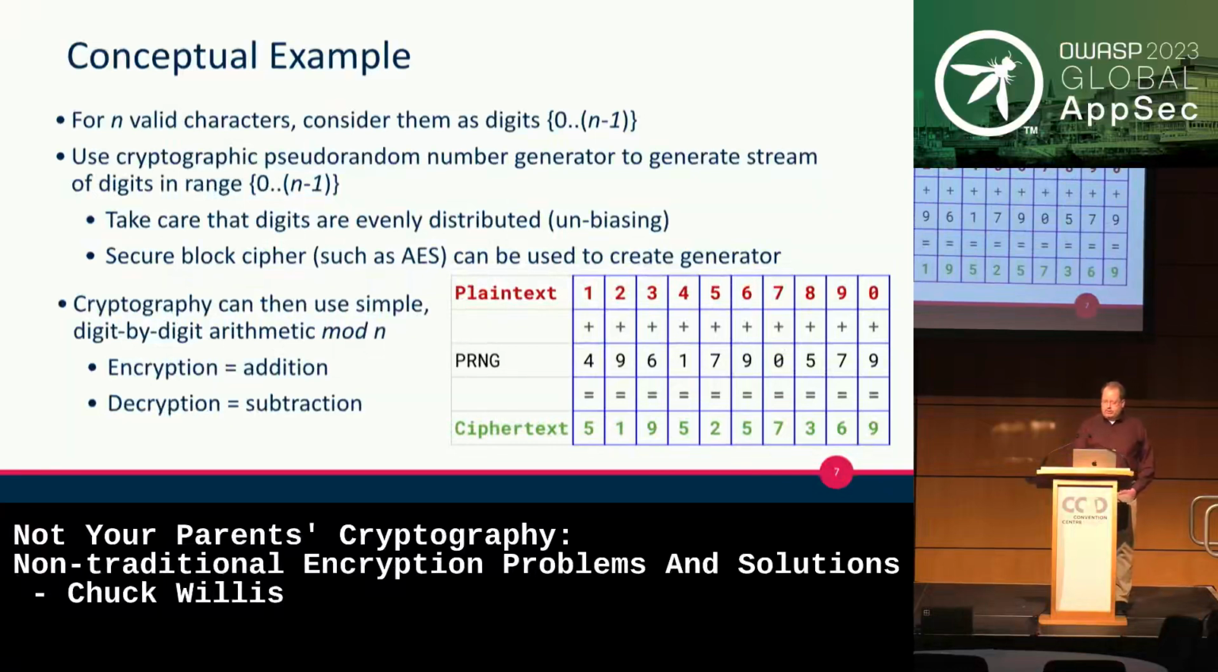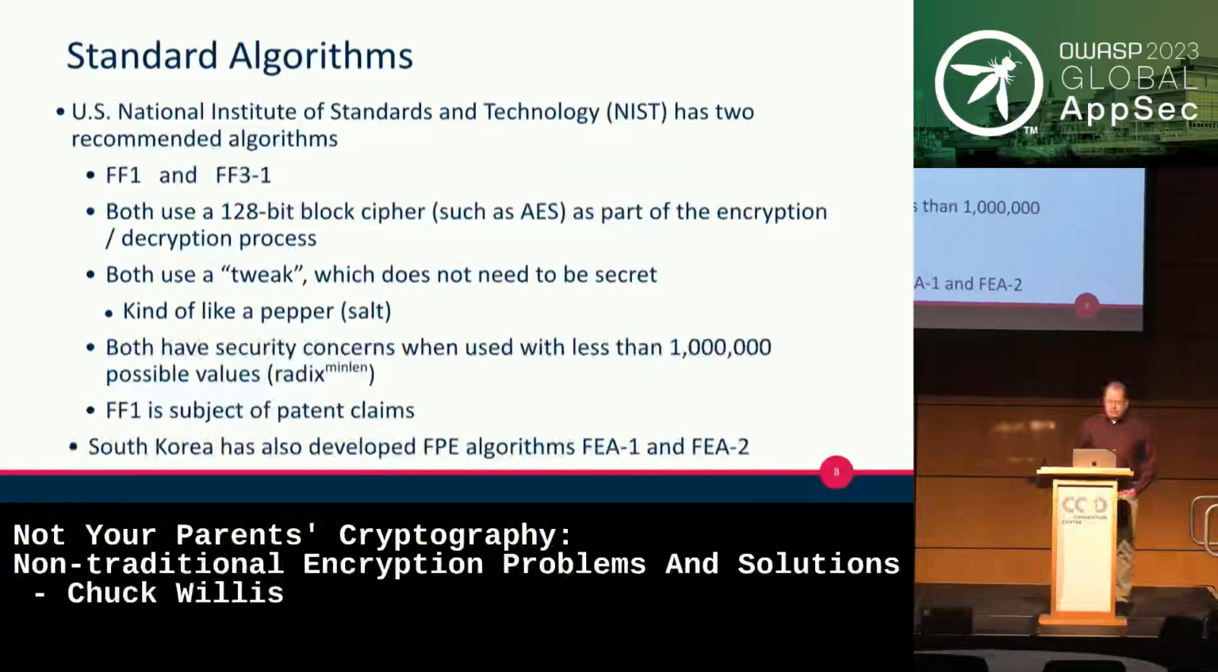How it's actually done is a little bit more complicated. There are a couple of algorithms that are used. Most commonly, you're going to see FF1 and FF3-1. There are a couple of other ones that are not recommended anymore. And as I mentioned before, these use a block cipher as part of the encryption process.